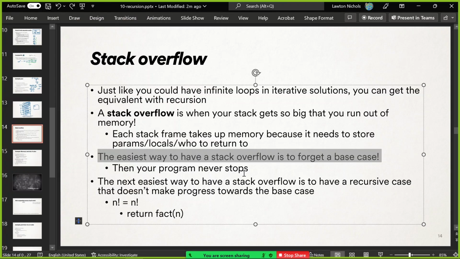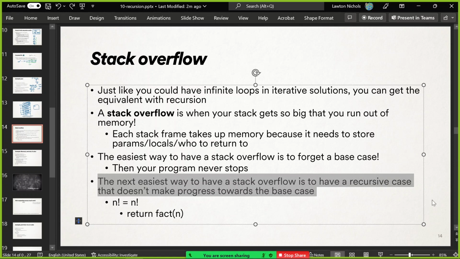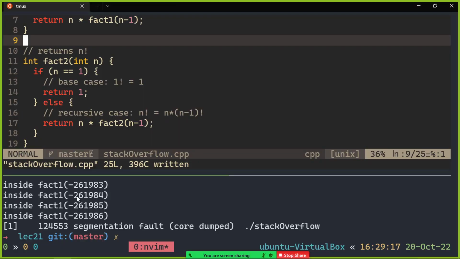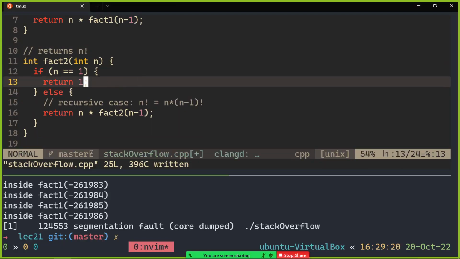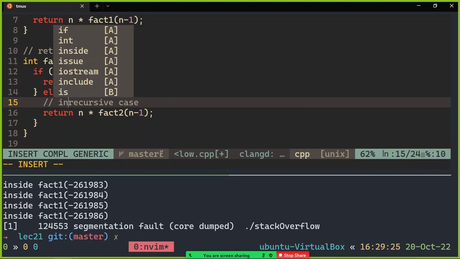That's a stack overflow. Program never stops. The next easiest way to get recursion wrong is to remember your base case, but forget to make a smaller recursive call, right? You have to make progress towards your base case, otherwise you will never stop and get to it. So it is correct in math to say n factorial is equal to n factorial, but it is not correct to say that in C++, because you're never going to get to a smaller subproblem. So this is a correct base case. This is an incorrect recursive case. Let me change it to be incorrect.